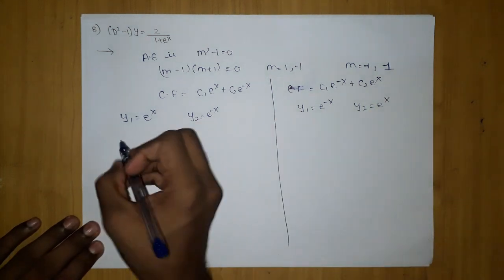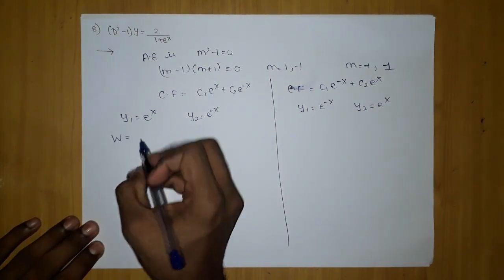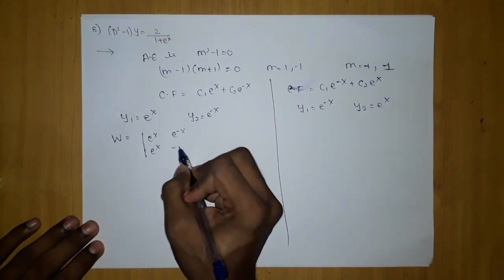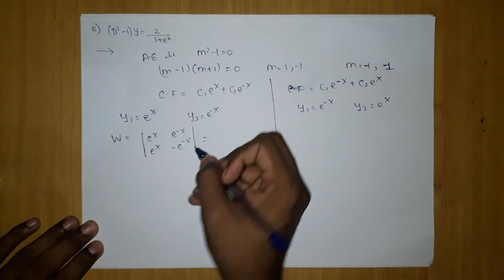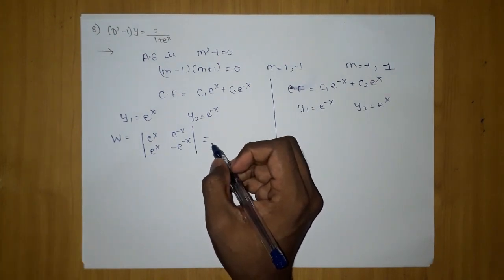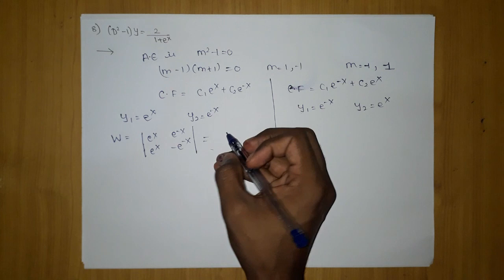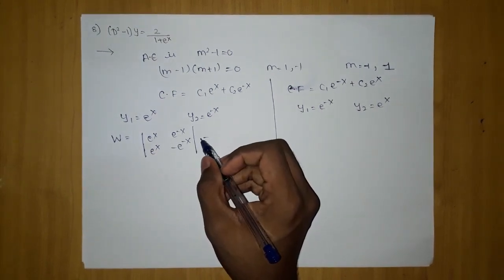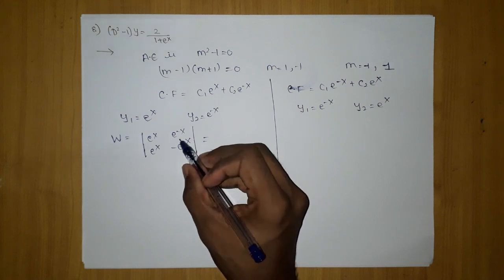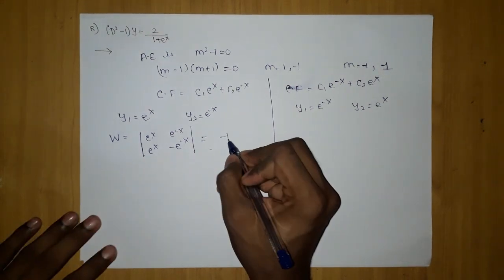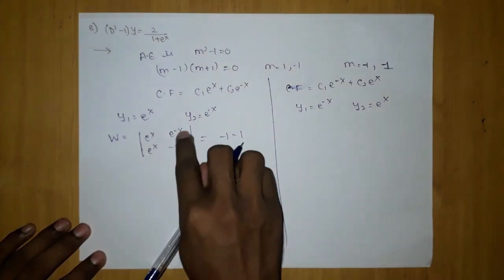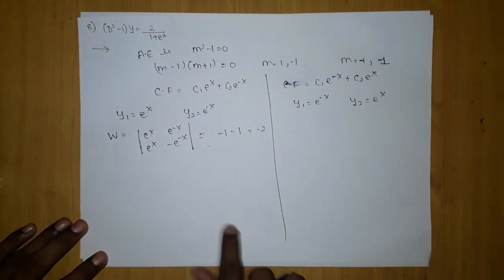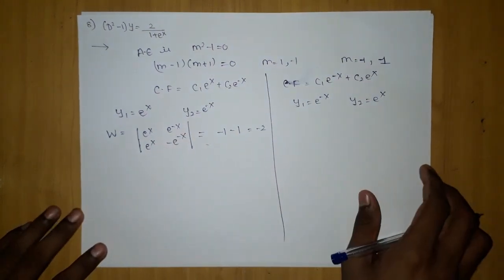Agree? After this, the Wronskian here: e to the power x, e to the power x, e to the power minus x, minus e to the power minus x. Finally, if you observe, what we are going to get in this situation, if we simplify, it will become 0, right? And this one will also become 0. So here it will become minus 1, and here also it will become minus 1. So minus 2 will be the answer. e to the power 0 is what?